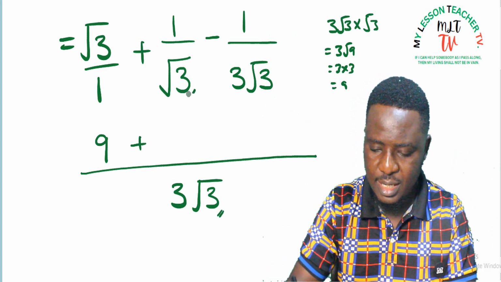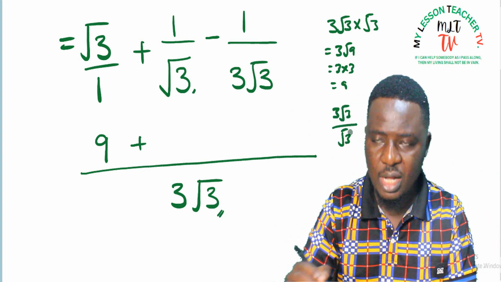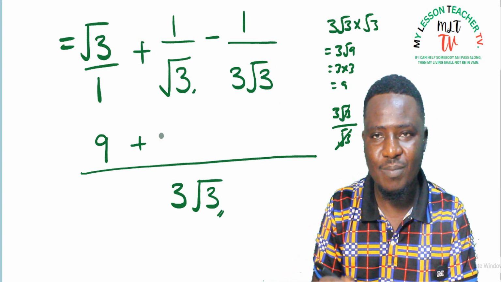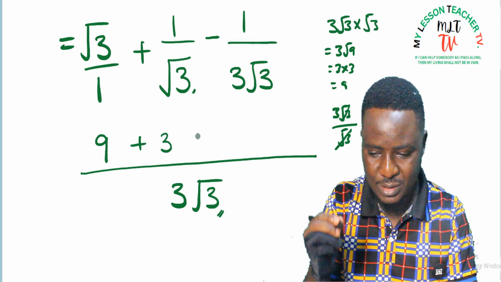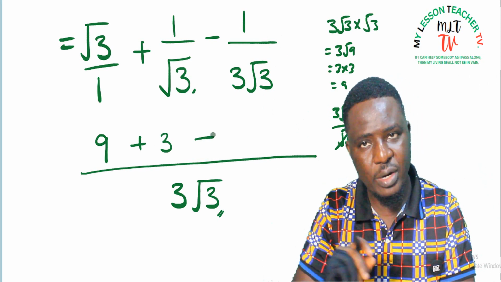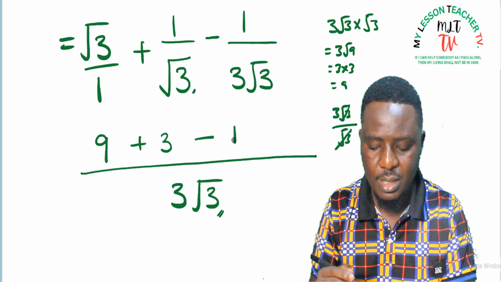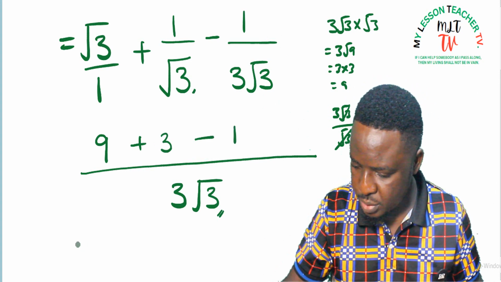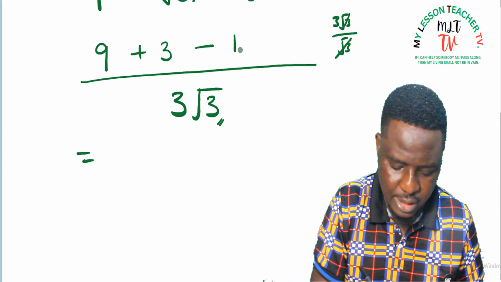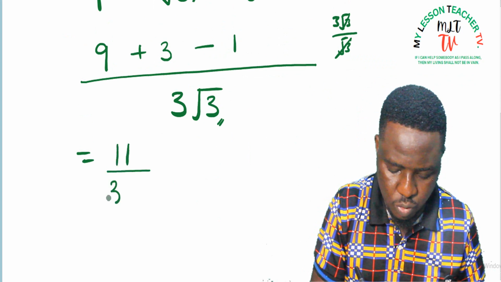If you divide 3 root 3 by root 3, root 3 will cancel itself. You are left with 3. So 3 times 1 is 3. So this is plus 3. Minus 3 root 3 divided by 3 root 3 is 1, for they will cancel out themselves. 1 times 1 is 1. So this now becomes 3 plus 9 plus 3 is 12. 12 minus 1 is 11. So this gives us 11 divided by 3 root 3.